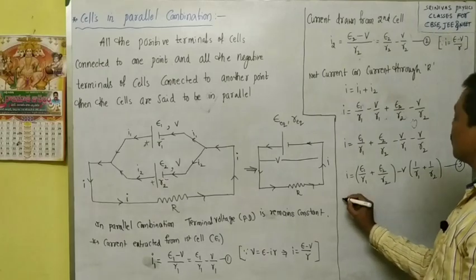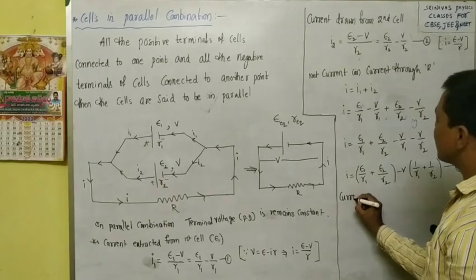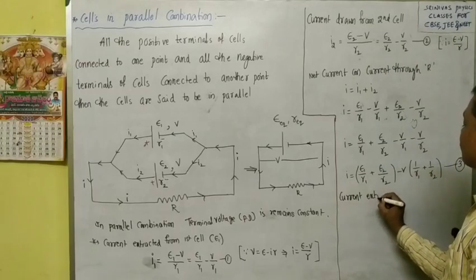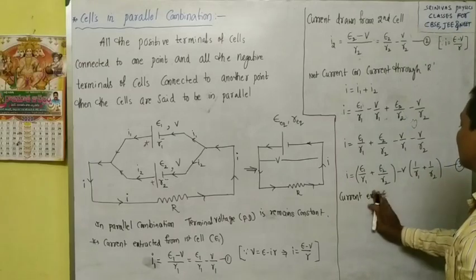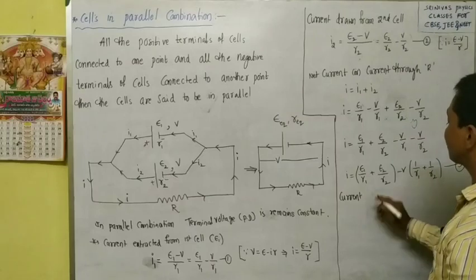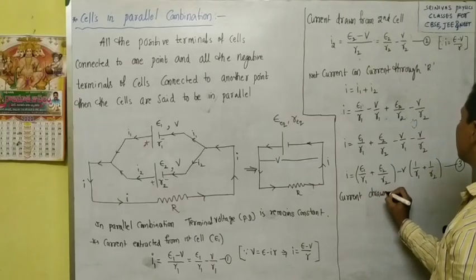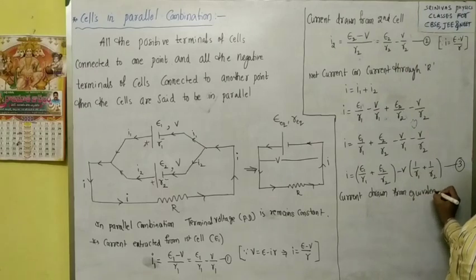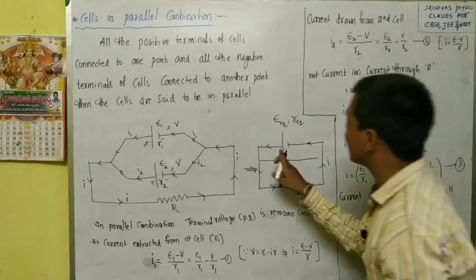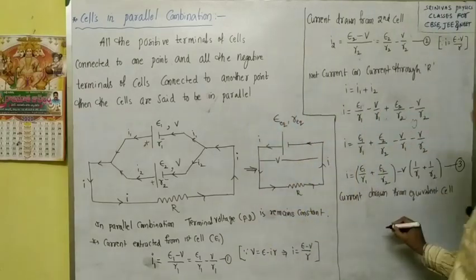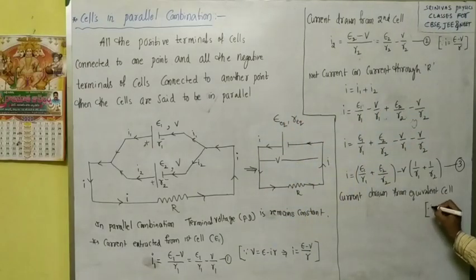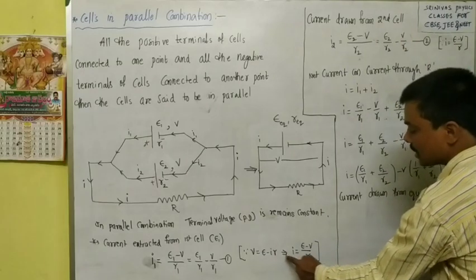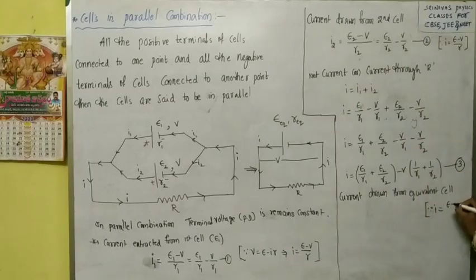And now the current drawn from the equivalent cell is I. From figure 2 we write the current formula. Here the current extracted is I. How are we writing the current formula? We know the formula V is equal to E minus Ir, or I is equal to E minus V by R.